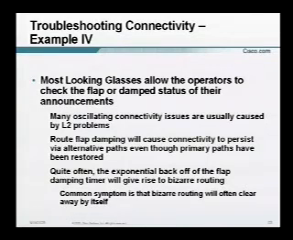Flap damping can cause connectivity to persist via alternative paths, even though the primary paths have been restored. You've got to kind of watch it. The common symptom is bizarre routing that will just clear up automatically in an hour or so. And you think, well, what's going on here? So try and be aware of that. And there's not a lot you can do about it.